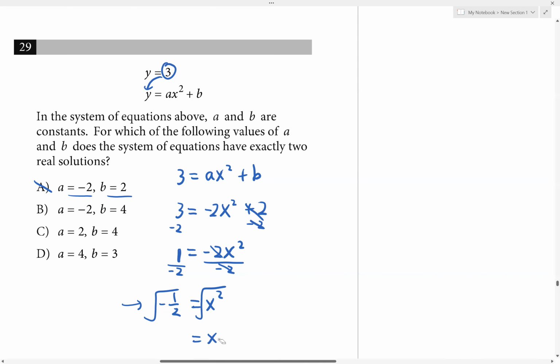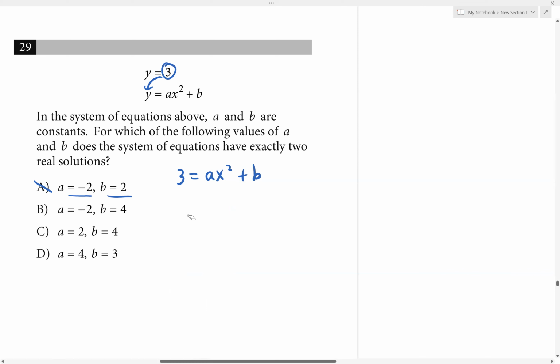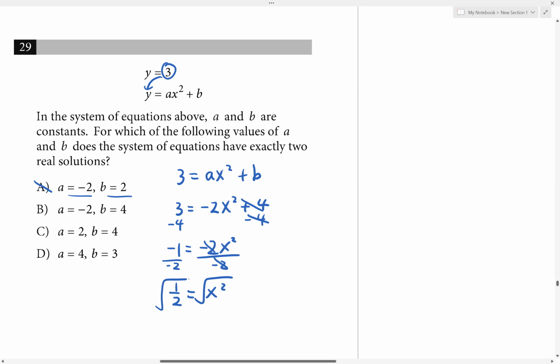So we just have to keep on trying and see which one works. Let's try B, where a is -2 and b is 4. So we have 3 equal to -2x squared plus 4. To solve, we subtract 4 on both sides, and 3 minus 4 is -1, equal to -2x squared. To solve for x, we divide by -2 on both sides, because we get 1/2 equal to x squared. Then to solve for x, we take the square root. This time we don't have a negative under the square root, so we can solve for it.